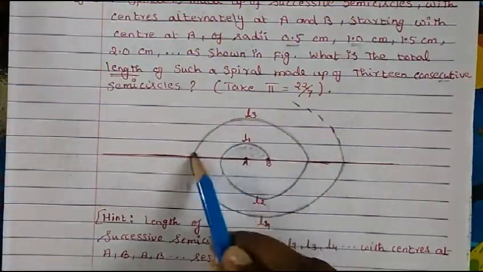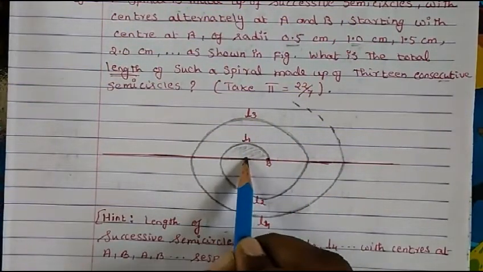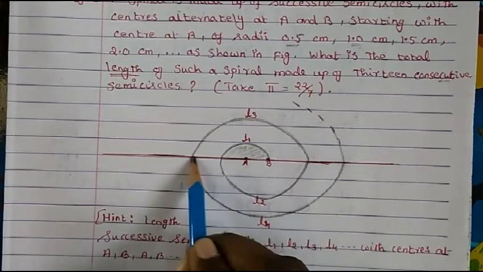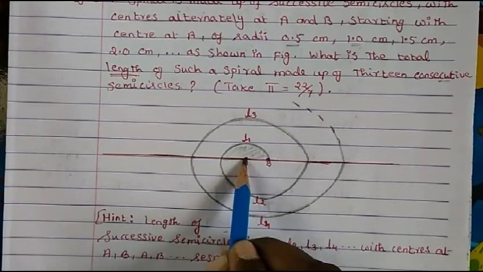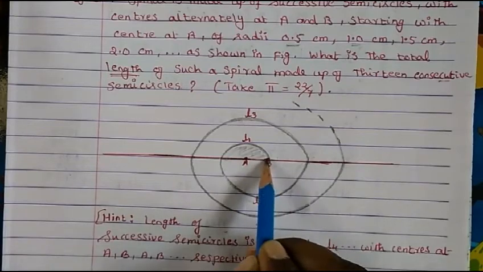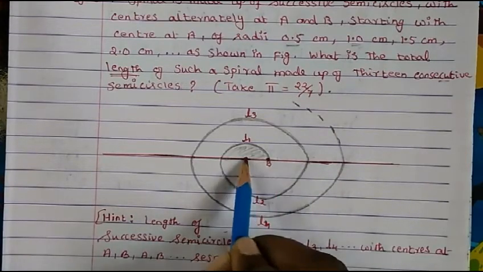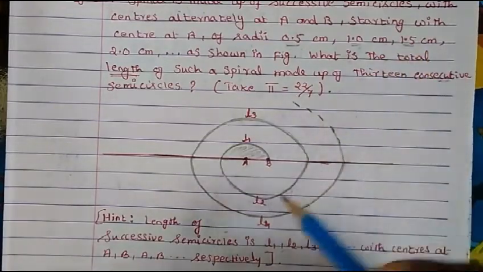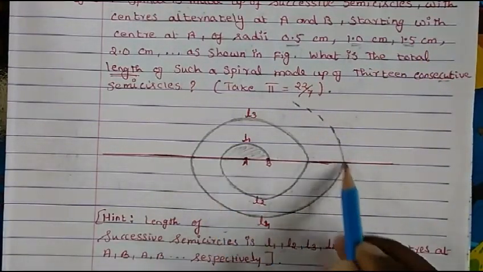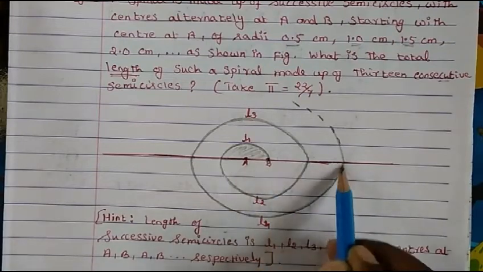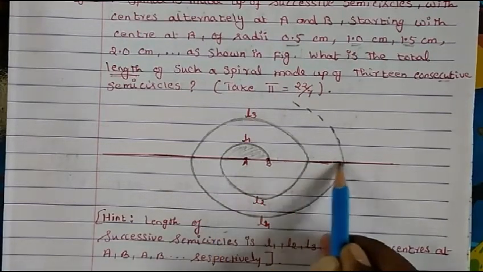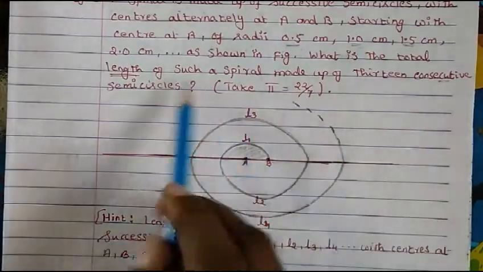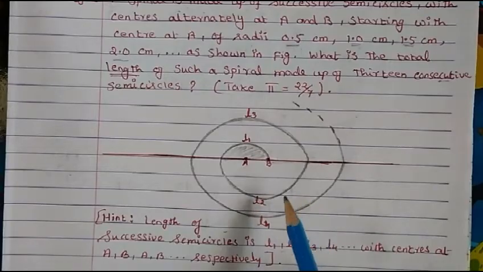So then now the third semicircle. For this the center will be A, and the radius will be more than this. First one, this much radius. Second, this is the center, so this will be the radius. And for the third semicircle, center is A, so the radius will be up to here. So that radius is 1.5. Likewise, then the fourth one. For the fourth, center is B. So this is the fourth semicircle, and for this the radius will be up to here. So that is 2.0.